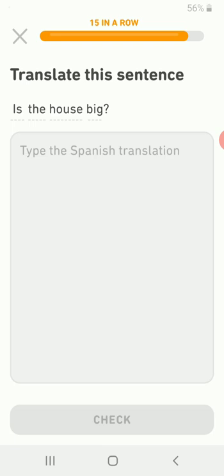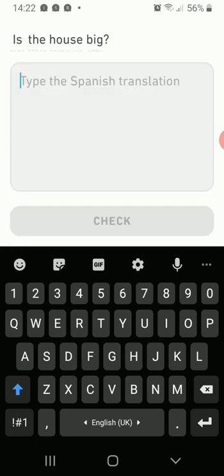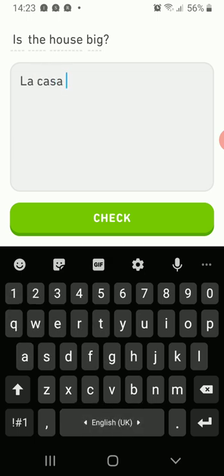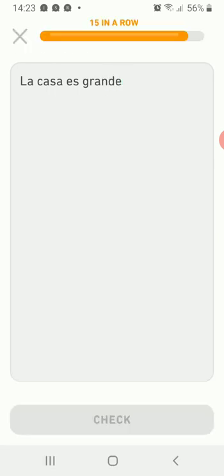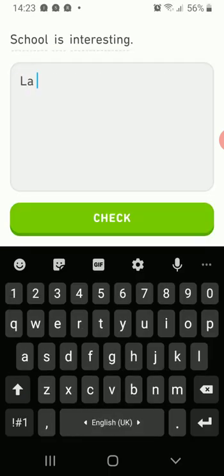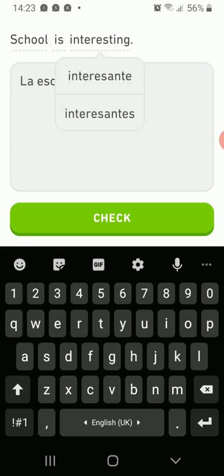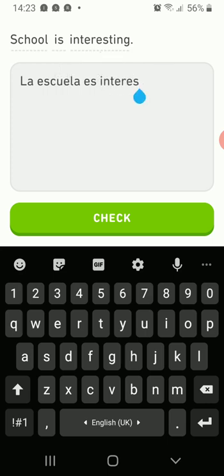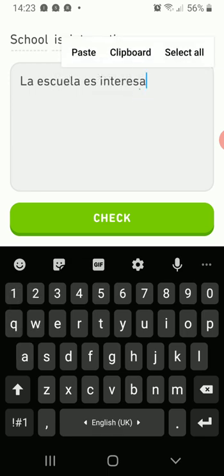And here is a question that we have to translate. Is the house big? So, la casa es grande. La casa es grande. And school is interesting. La escuela es interesante. Yes, it's with an E here, sante.